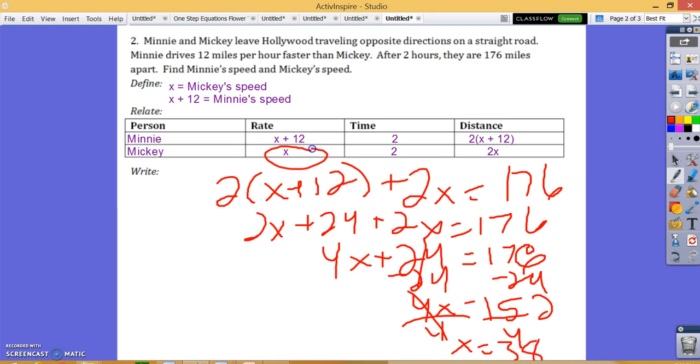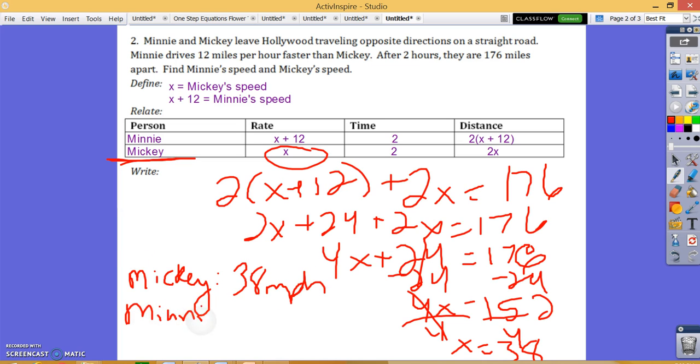Now, 38 is x, which is Mickey. But I want to know Mickey's speed and Minnie's speed. So to find Minnie's speed, I would have to add 12. So I know Minnie would be 50. And again, I want to label so that when it's being graded, I can tell which one's which. So Mickey is 38 miles per hour. And then Minnie is 50 miles per hour.